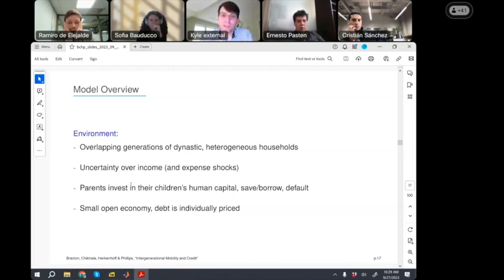Parents are going to invest in their children. They invest in their children's human capital. They're going to make your standard Bewley saving-borrowing decision. And then at the end of the period, we're going to have a binary default decision. We're going to pin down the risk-free rate, and then price the debt according to an individual's default risk.